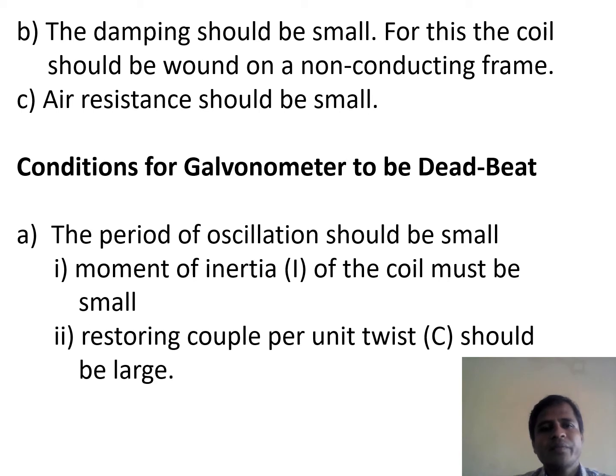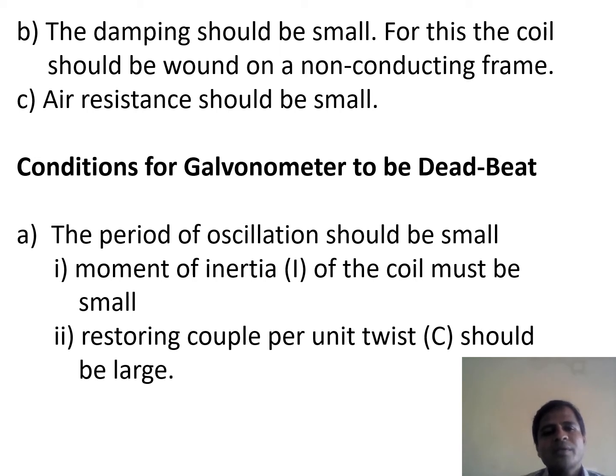Second condition, the damping of the galvanometer should be small. For this, the coil should be wound on a non-conducting frame. If it is wound on a conducting frame, then the damping will be large, so it should be wound on a non-conducting frame. The third condition, the air resistance should be small. If there is air resistance, then it will affect the oscillations, so the air resistance should be maintained very small.